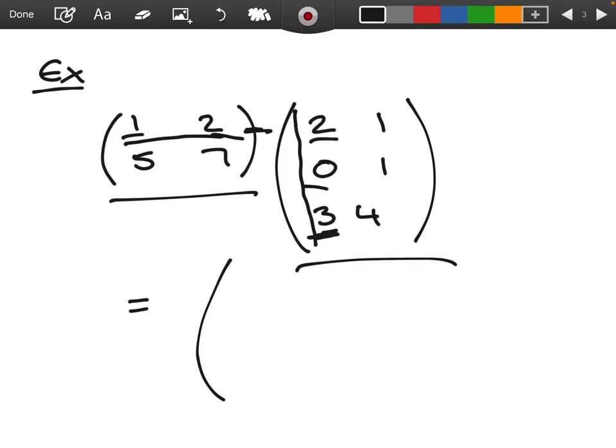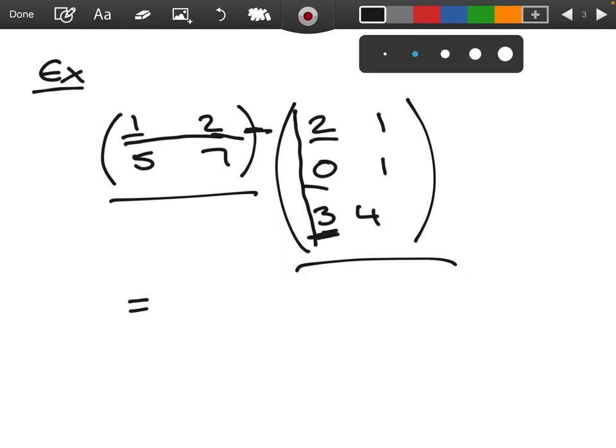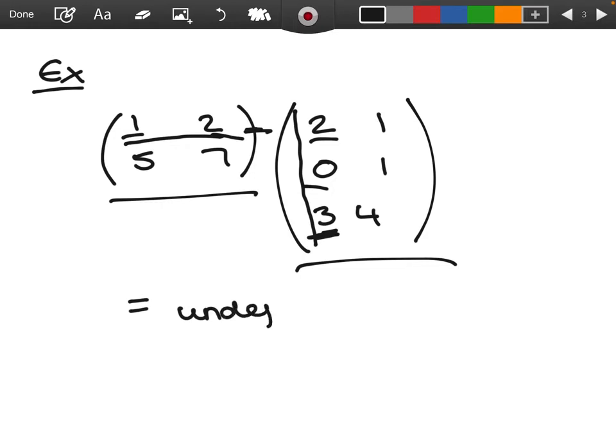Therefore, I cannot multiply these matrices this way around. I can only multiply them when this matrix was first and this matrix was second because of this dimension argument. So in reality, this multiplication is actually undefined, because I cannot take the dot product of rows in my first matrix and columns in my second matrix.